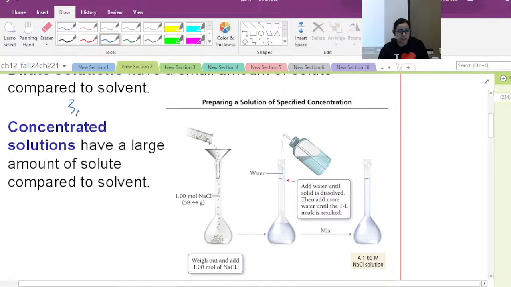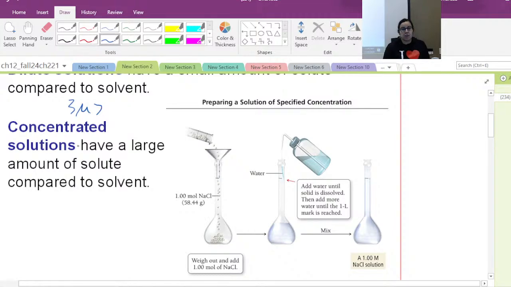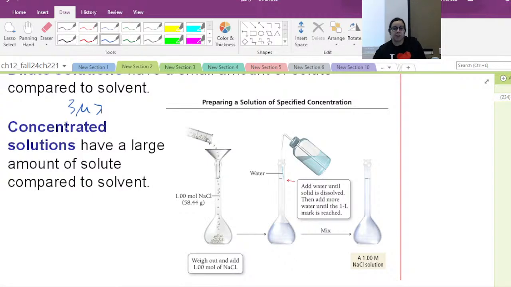That's a very generalized statement. But anything greater than 6 molar is also really concentrated. Concentrated solutions are more caustic and more dangerous. You just want to be more careful with them.